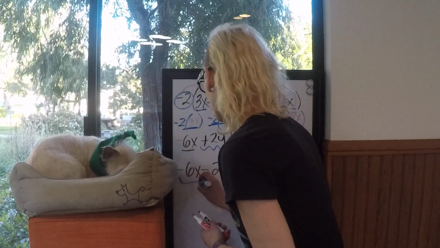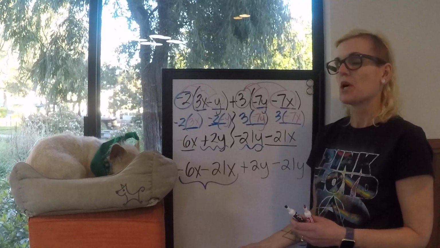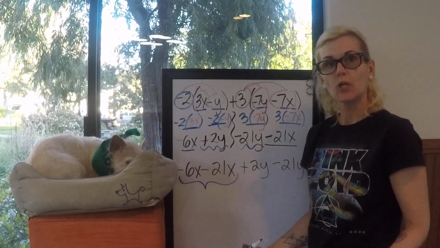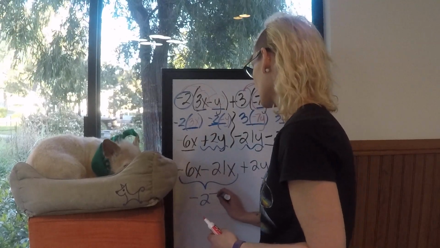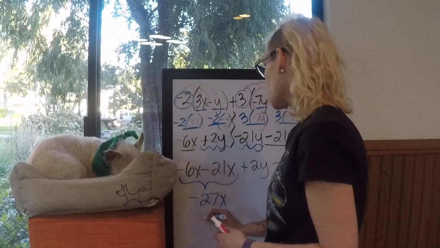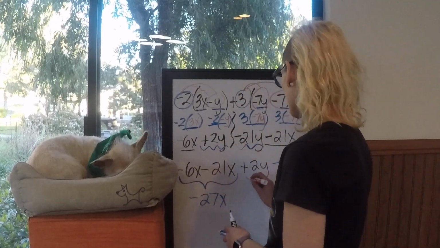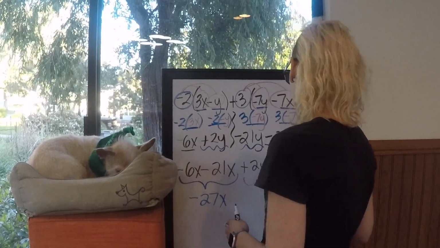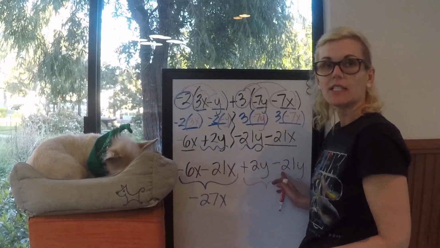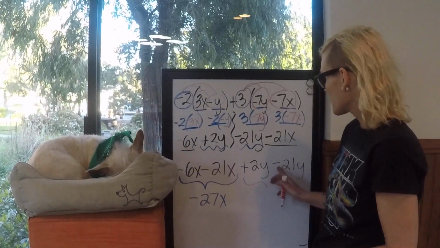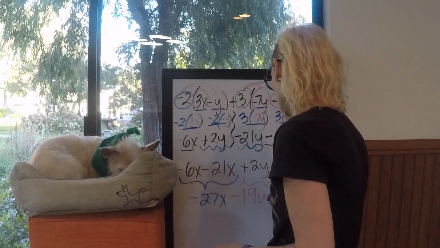So how many x's do I have? Negative 6 minus 21, integer rules. When I'm adding or subtracting, same signs, add together. Keep the sign. So I have negative 27 x's. How many y's do I have? I have 2, and I have negative 21. When I'm adding or subtracting, different signs, subtract. Take the sign of the bigger one, I have negative 19 y's.